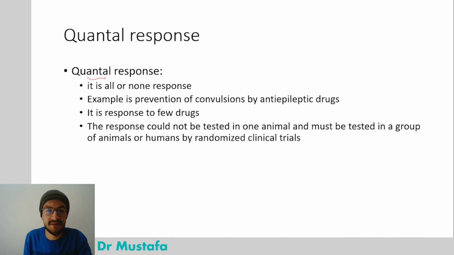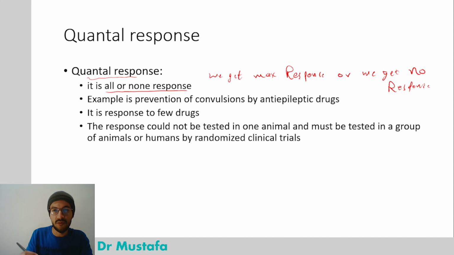Now for the quantal response. The quantal response is an all or none response. So we either get the max response in a single person, or we get no response, in comparison with the graded response. With the graded response, the higher the dose, the higher the response. While here, we either get the max response or we get no response whatsoever.